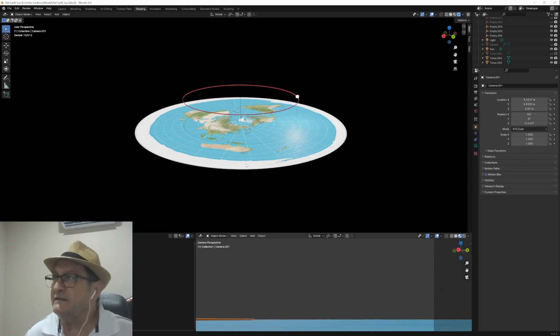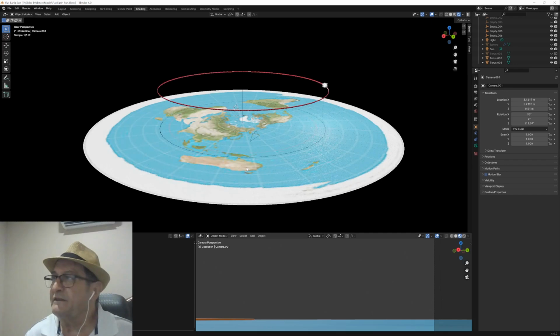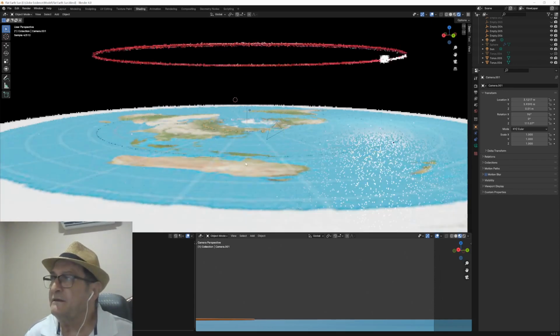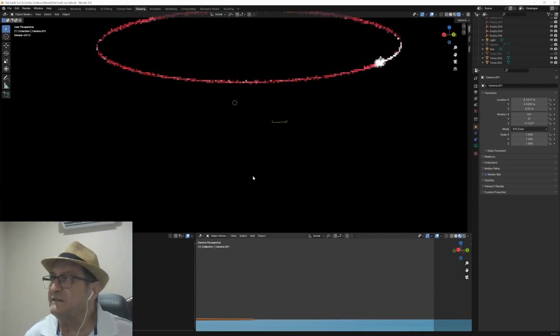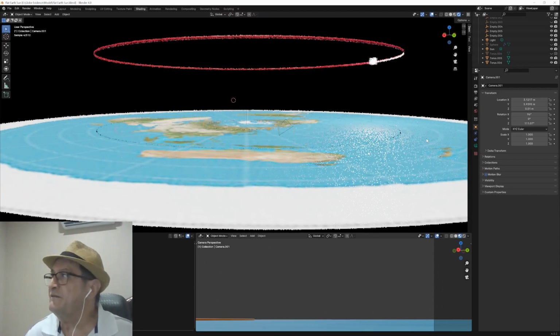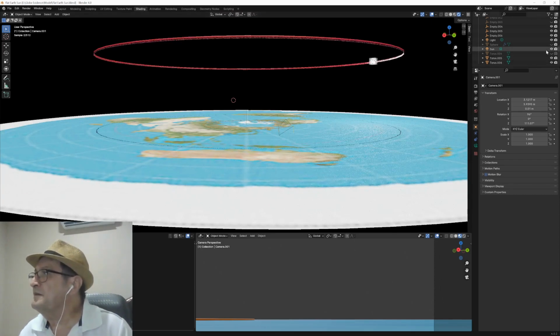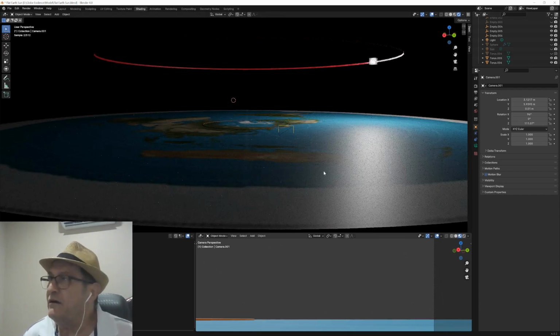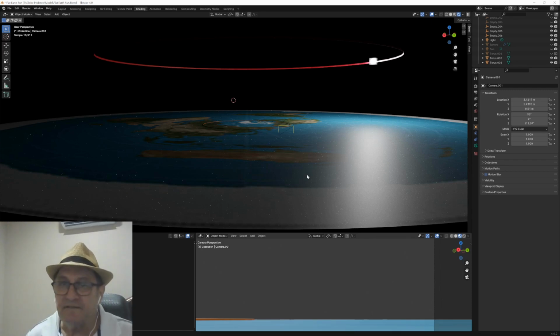Now, here's the thing with your flat earth. When you are at any point on the flat earth, the sun is always seen in the sky. It's never seen below the flat earth. So how on earth, I'll just turn off this light, how on earth can the sun appear to come out of the ground when it is up in the sky? That makes the flat earth impossible.